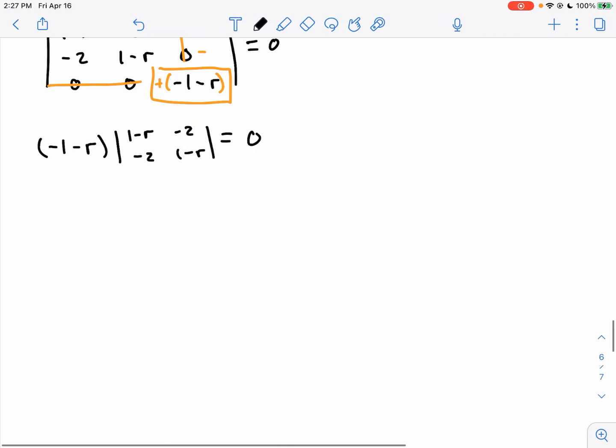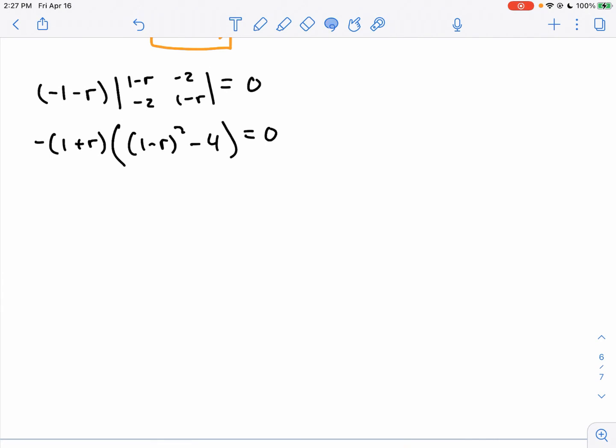Okay, from here, I'm going to just go ahead and factor a -1 out of this, so we have just 1 plus r, and then do our 2 by 2 determinant. So we have 1 minus r times 1 minus r. So we have 1 minus r squared. Then we have minus -2 times -2 is 4, so we just have minus 4.